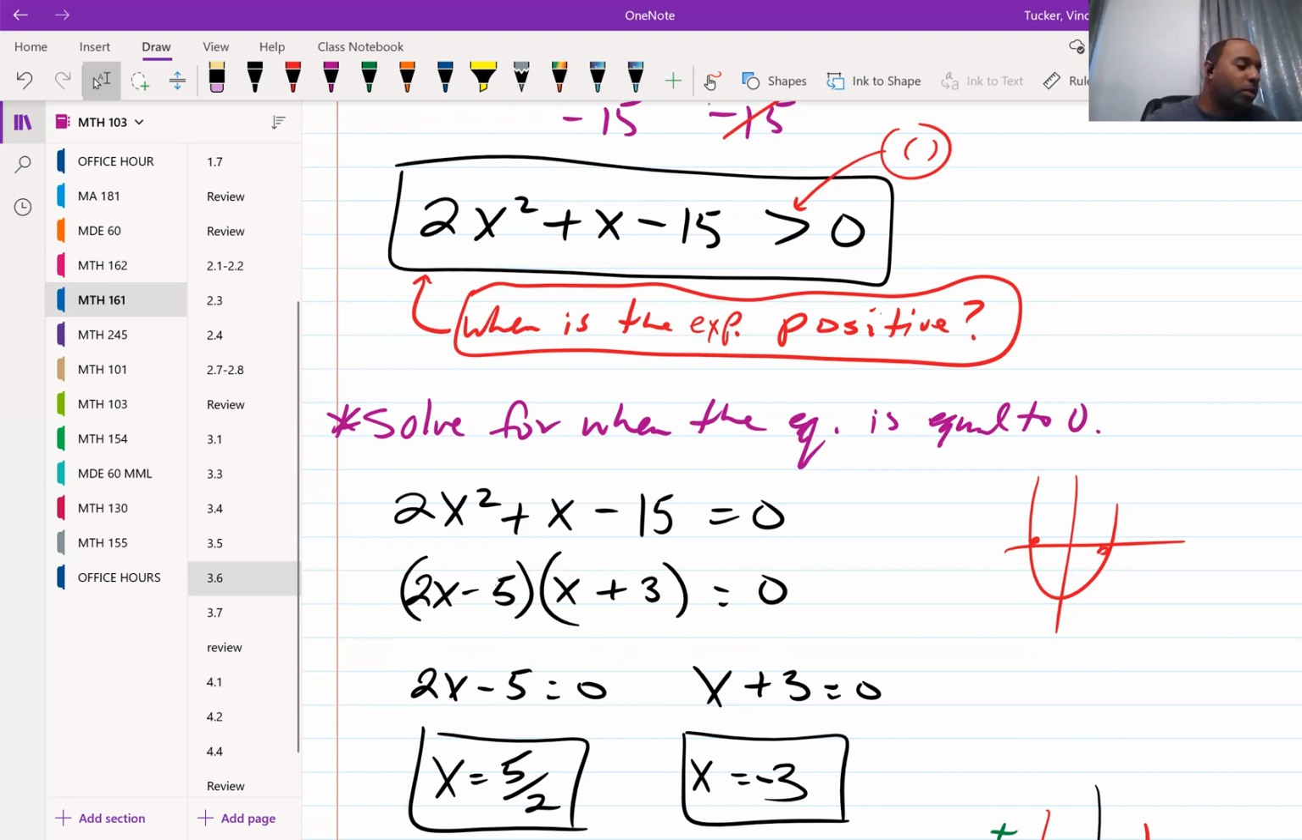So first we made sure one side was equal to 0, and then we set it equal to 0 so that we can solve for those values, where the expression is equal to 0. We're going to come back to the greater than sign, but right now we just want to know what two values make my equation equal to 0.